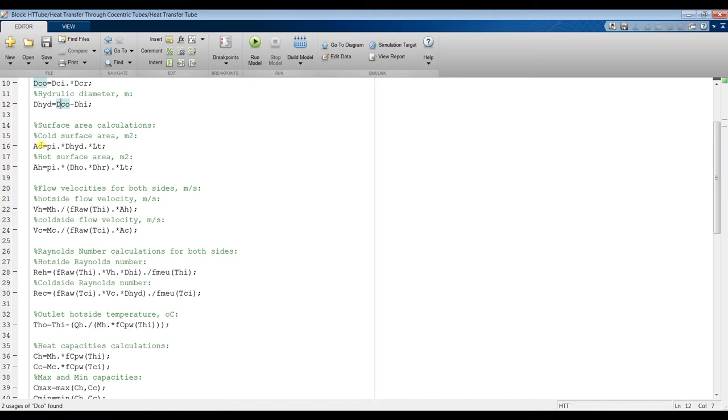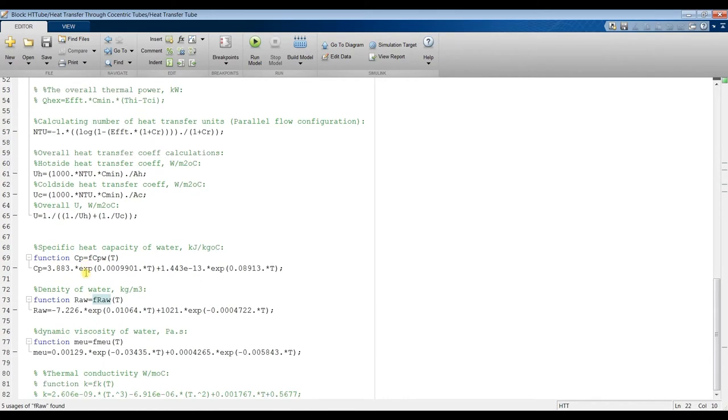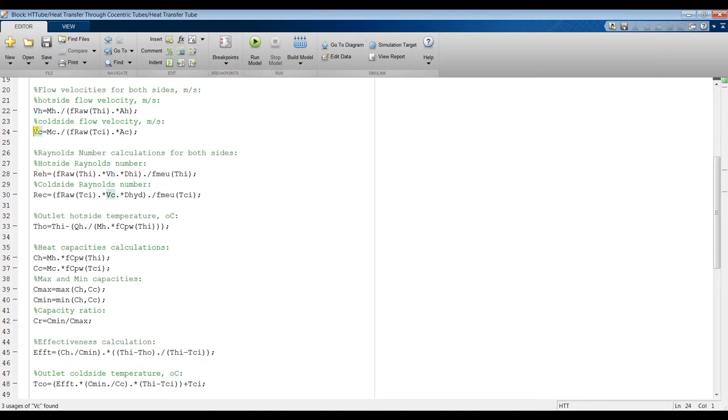Therefore, we can calculate the cold side surface area. Okay, this is cold side surface area, and hot side surface area we can also calculate from area and mass flow rate. We can calculate velocities for hot side and cold side based on mass flow rate and density rho, and these are your functions: CP, specific heat capacity, rho density, mu or dynamic viscosity, and thermal conductivity. But I don't need it this time. After calculating our velocities, we can calculate Reynolds number, okay, for hot side and cold side.